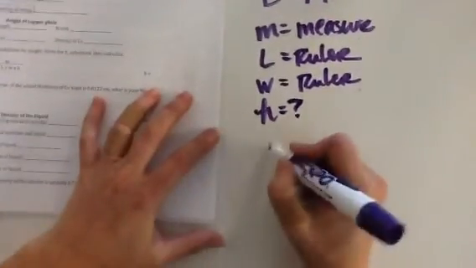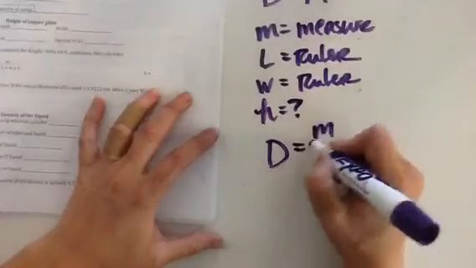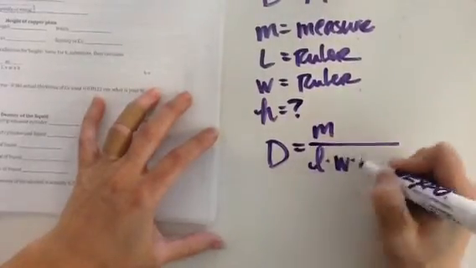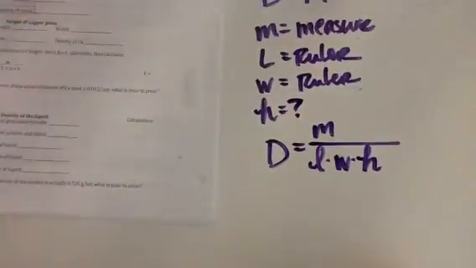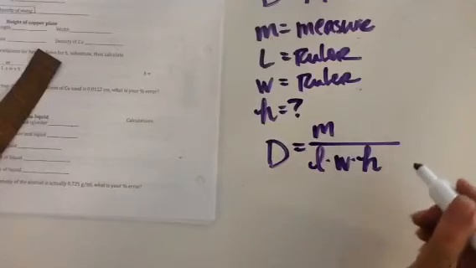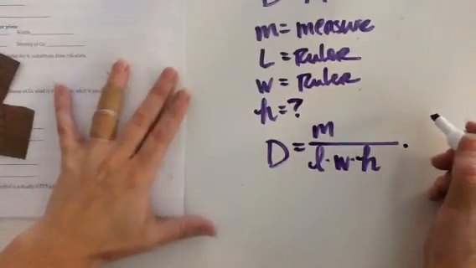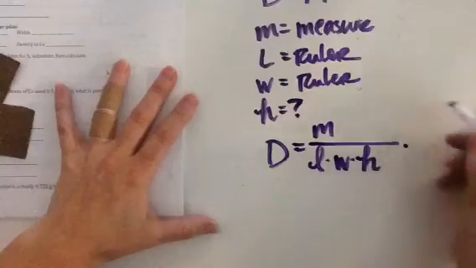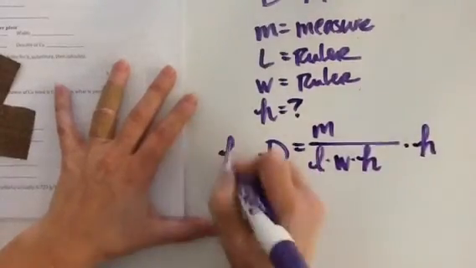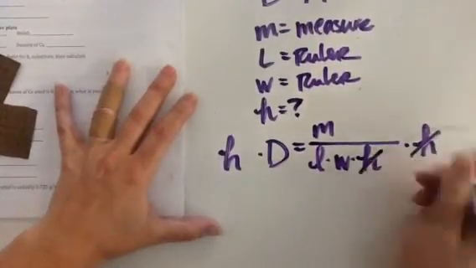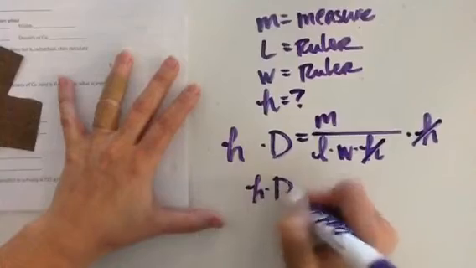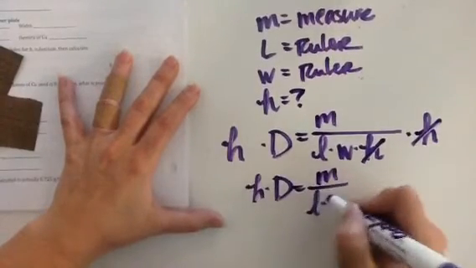So your equation is D equals M over L W H. I observe that H is located where? Ashley, where is it at in my equation? It's in the denominator, so I need to get it to the top. So how do I get it to the top? It's currently dividing, so the opposite is multiply. What I do to one side, I do to the other. So now I have H D equals M L W.